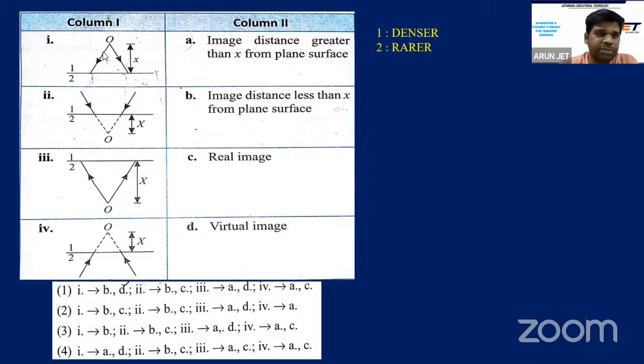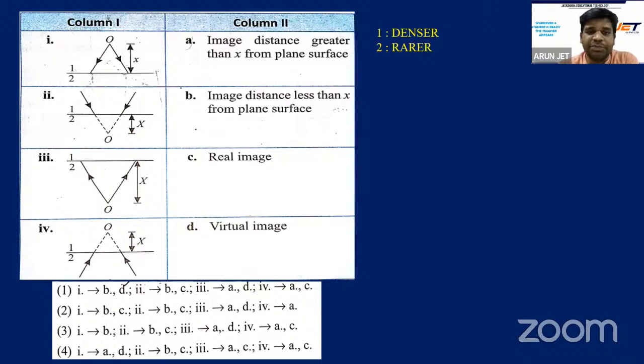Normal. All right. These rays will bend away from the normal, and when you extend those rays backward, an image is formed. The image is formed over here, which is closer to the surface. So for the first one, the image distance is less than for the plane surface. So B is correct for the first one.